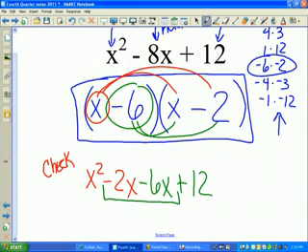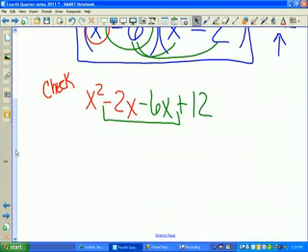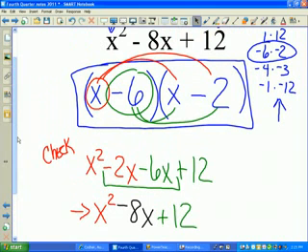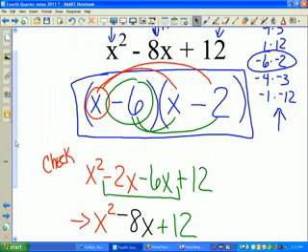And then right here, I have like terms, right? So my like terms will give me a -8x. And then everything else is just coming on down. So here's my x squared, and here's my plus 12. If you notice, this right here is the same trinomial that we originally have. Can you see it? Okay.